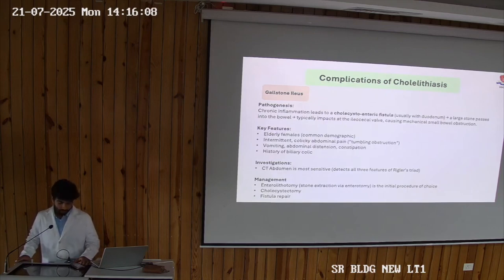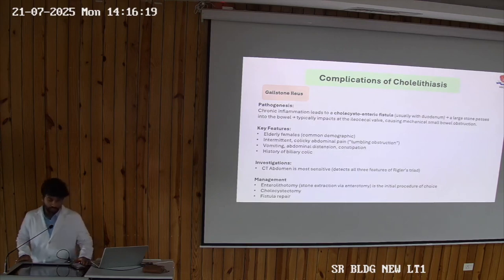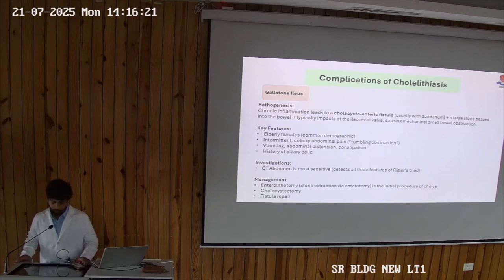Radiological findings include the Rigler triad on an X-ray, which is represented by pneumobilia or presence of air in the biliary tree, small bowel obstruction, and an ectopic gallstone, which is seen as a radiopaque shadow very commonly in the right iliac fossa. CT imaging is the most sensitive diagnostic tool, and treatment involves enterolithotomy with cholecystectomy and fistula repair, be it one stage or two stage.